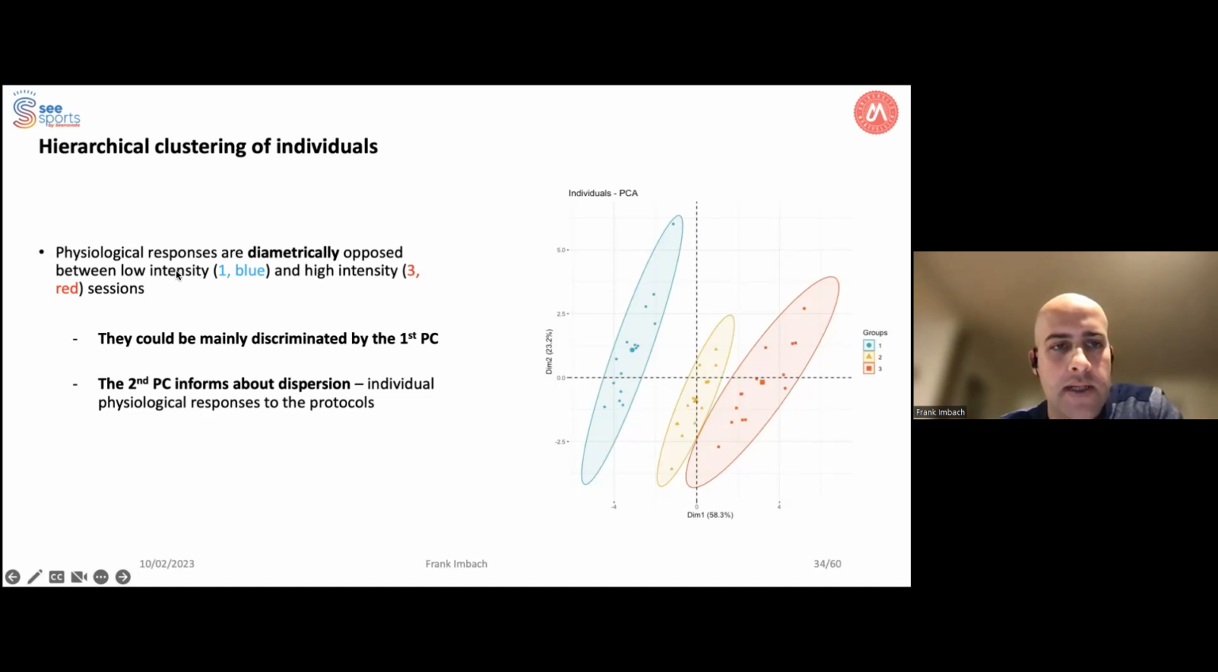So they could be mainly discriminated by only the first component, while the second principal component informs about the dispersion. The dispersion, the individual differences within a group, yes, for each condition. So the individual physiological responses to each protocol.